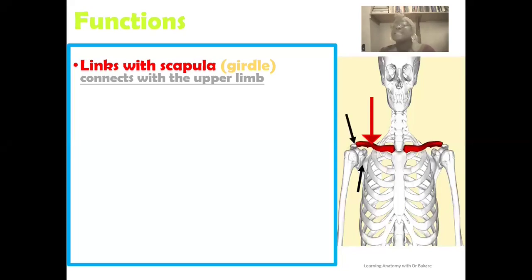We've tried to highlight this in our previous slide. It is this acromion that creates the connection points to the lateral end of the clavicle. And this is where they create the acromioclavicular joint.